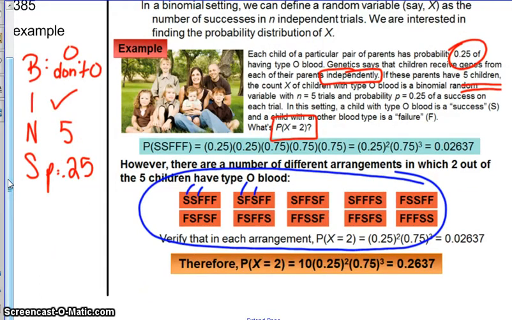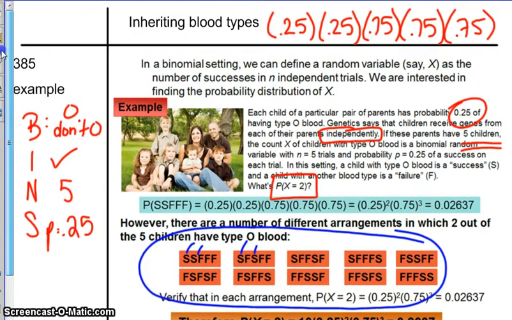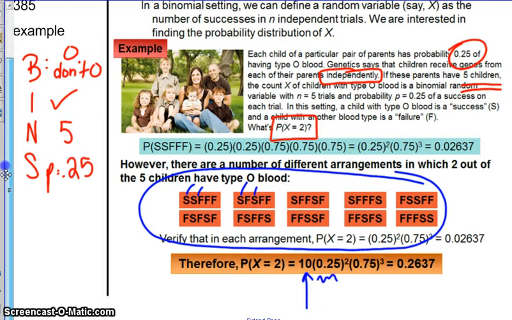And so what they do is they calculate that there's 10 different ways we can have 2 of the 5 kids have type O blood. And just like we had up there, 0.25 times 0.25, that's where they're getting this 0.25 squared. And then the 0.75 to the third.